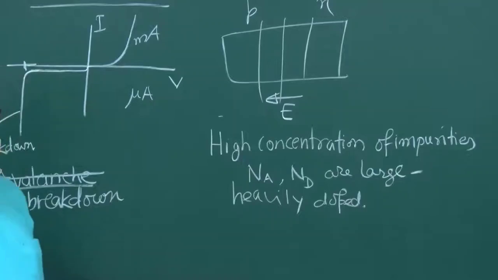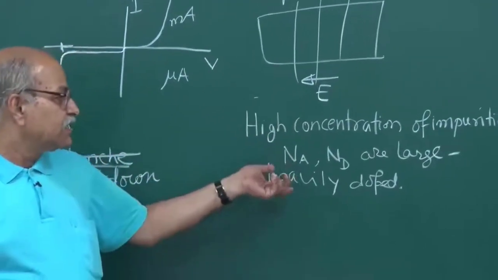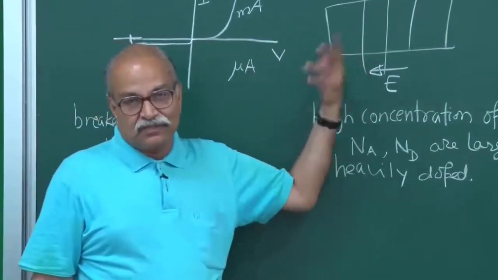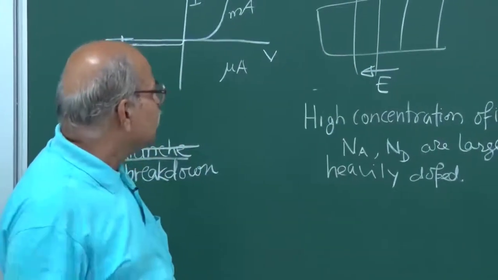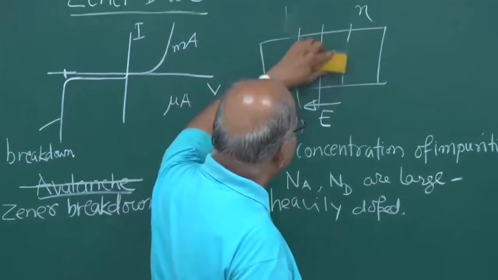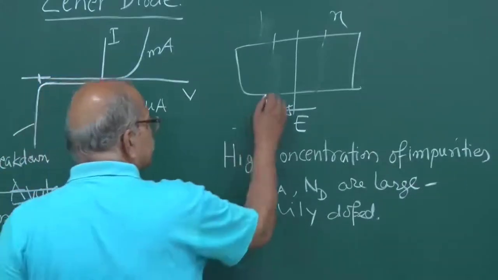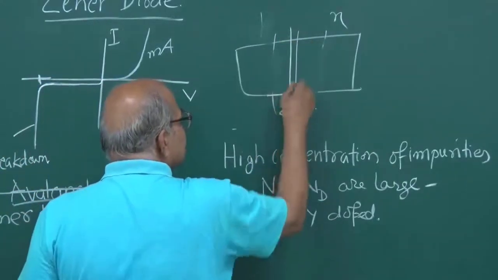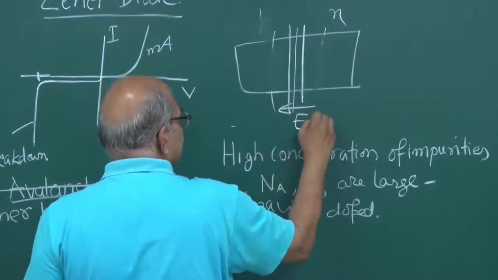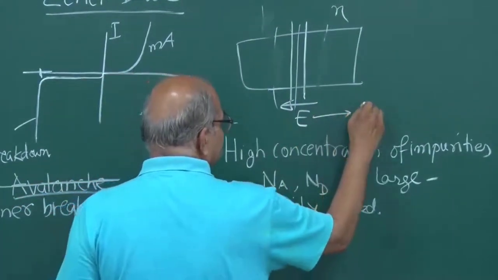As a result, this depletion layer is very thin, of the order of micrometers, 1 or 2 micrometers or less. If the depletion layer is very thin, and then you apply this reverse bias voltage, the electric field can be very large. This electric field becomes very large.